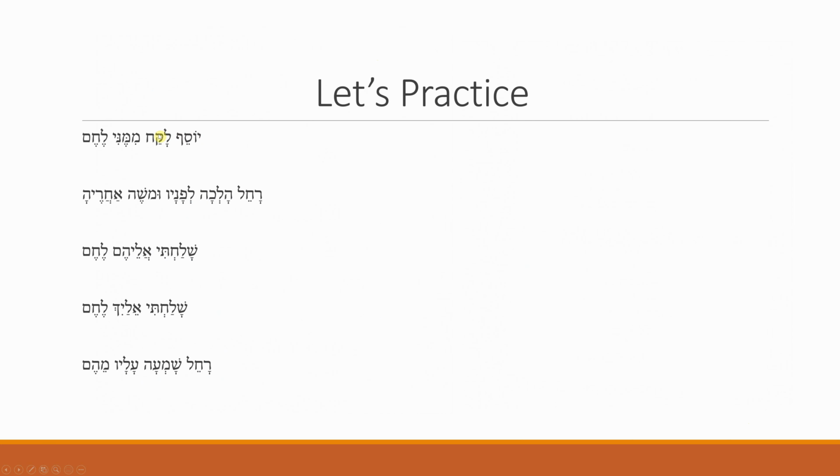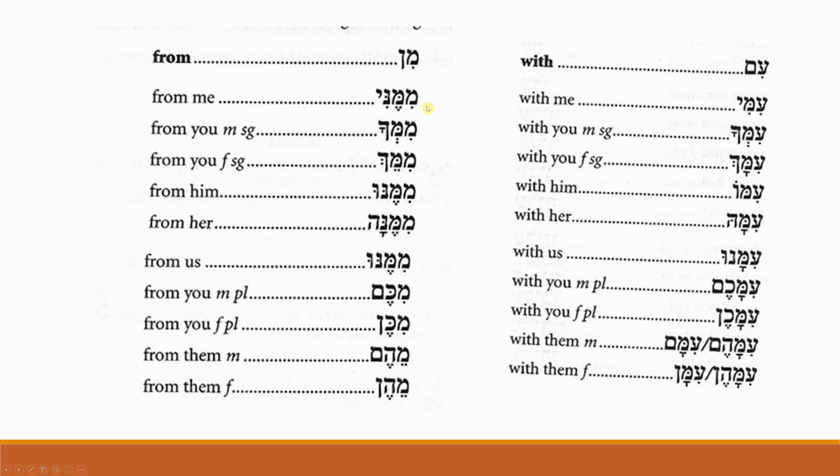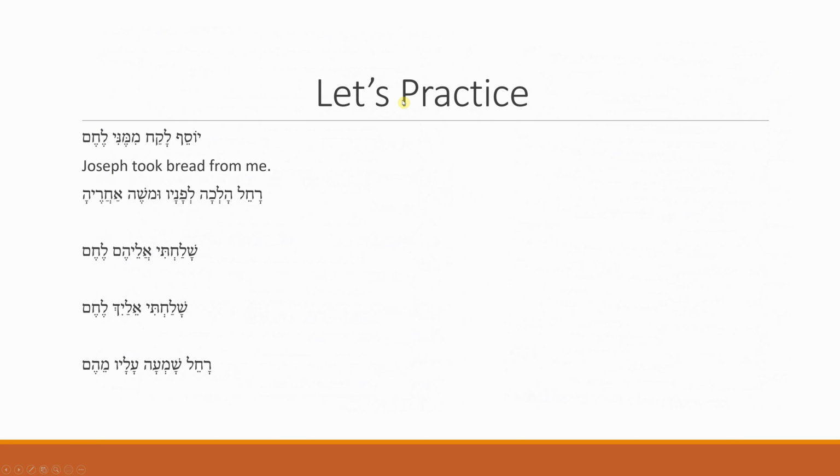Yosef lakach mimeni lechem. Okay, so we have Joseph, right? What did he do? He took from me, mimeni. Right, go back here. Mimeni, he took from me, lechem, bread. He took bread from me. That's sentence number one.